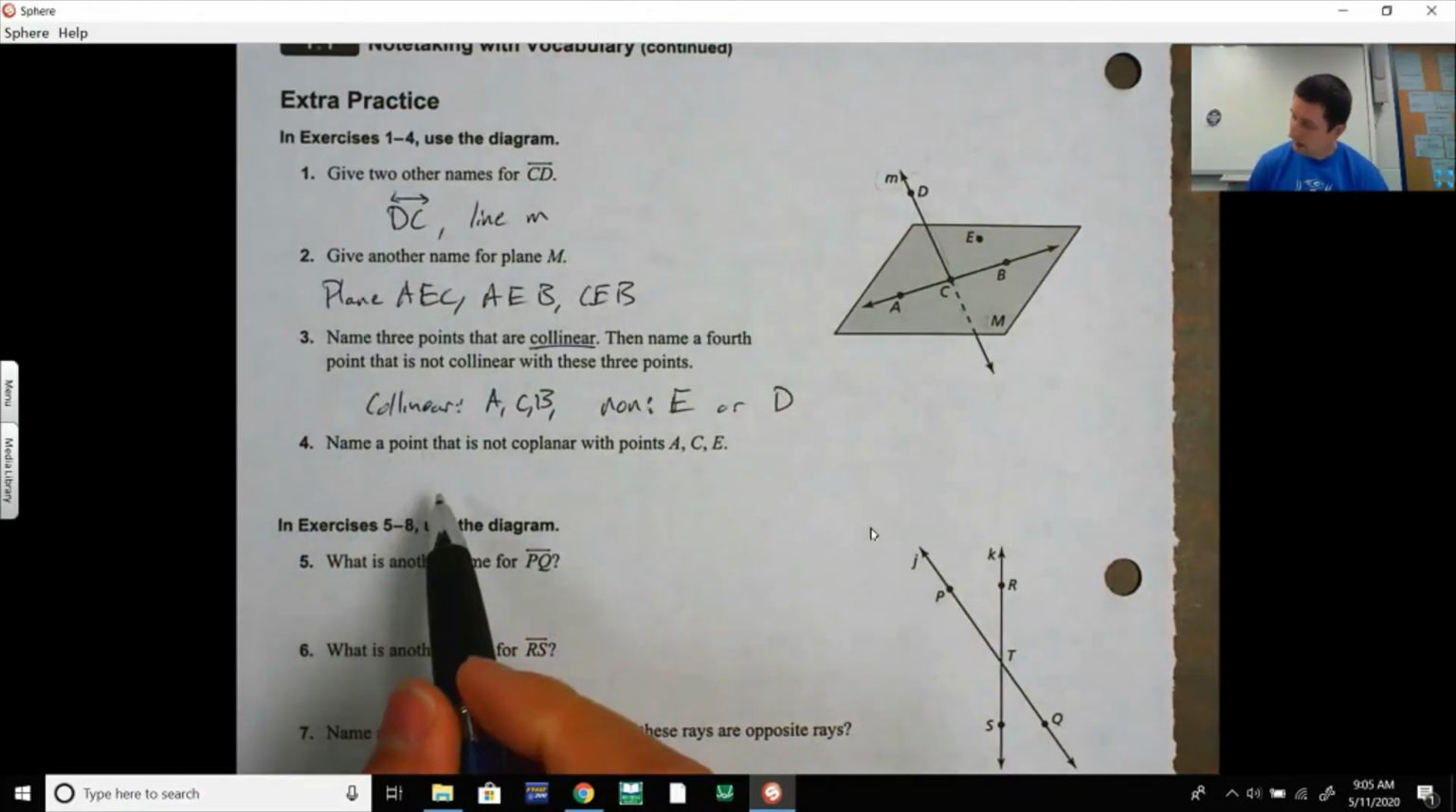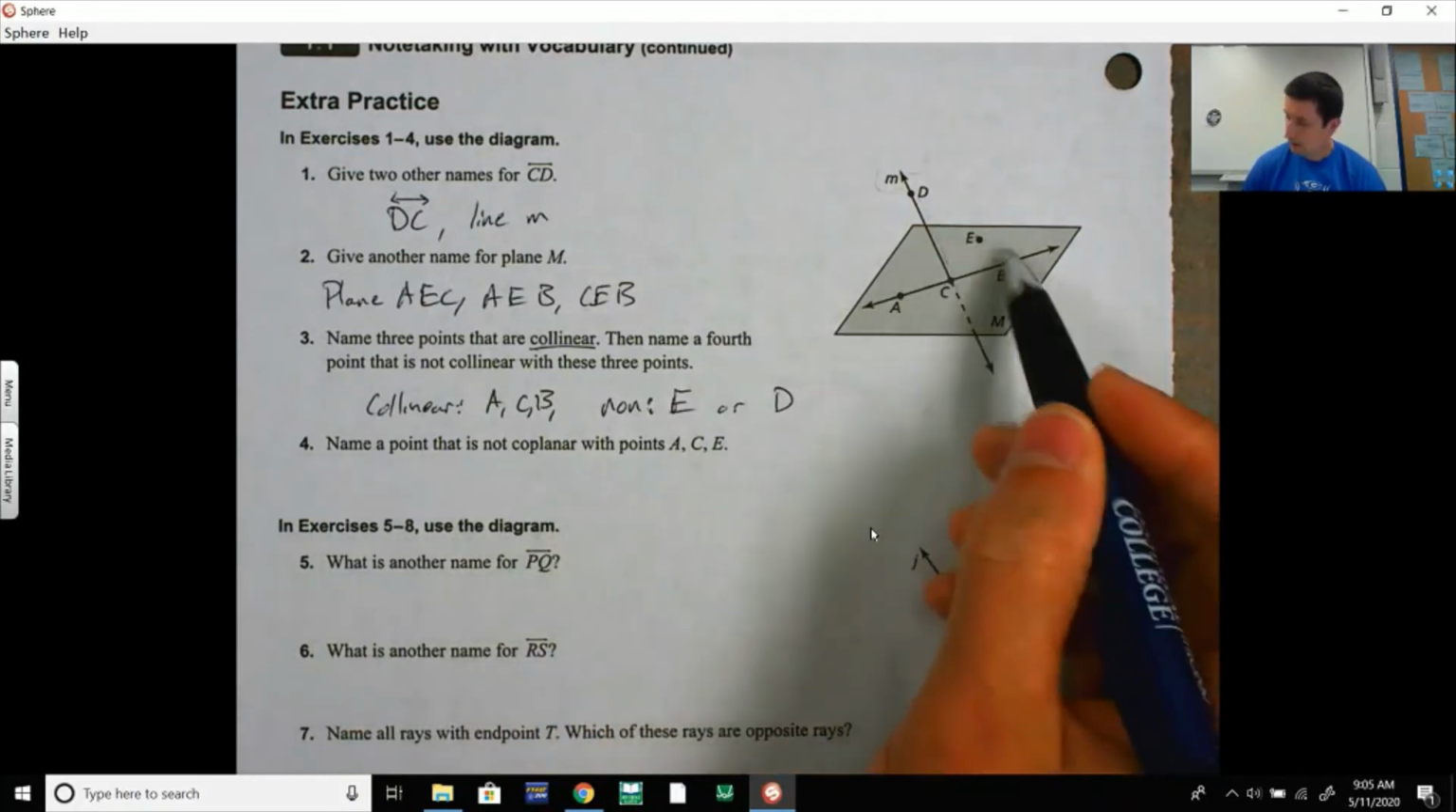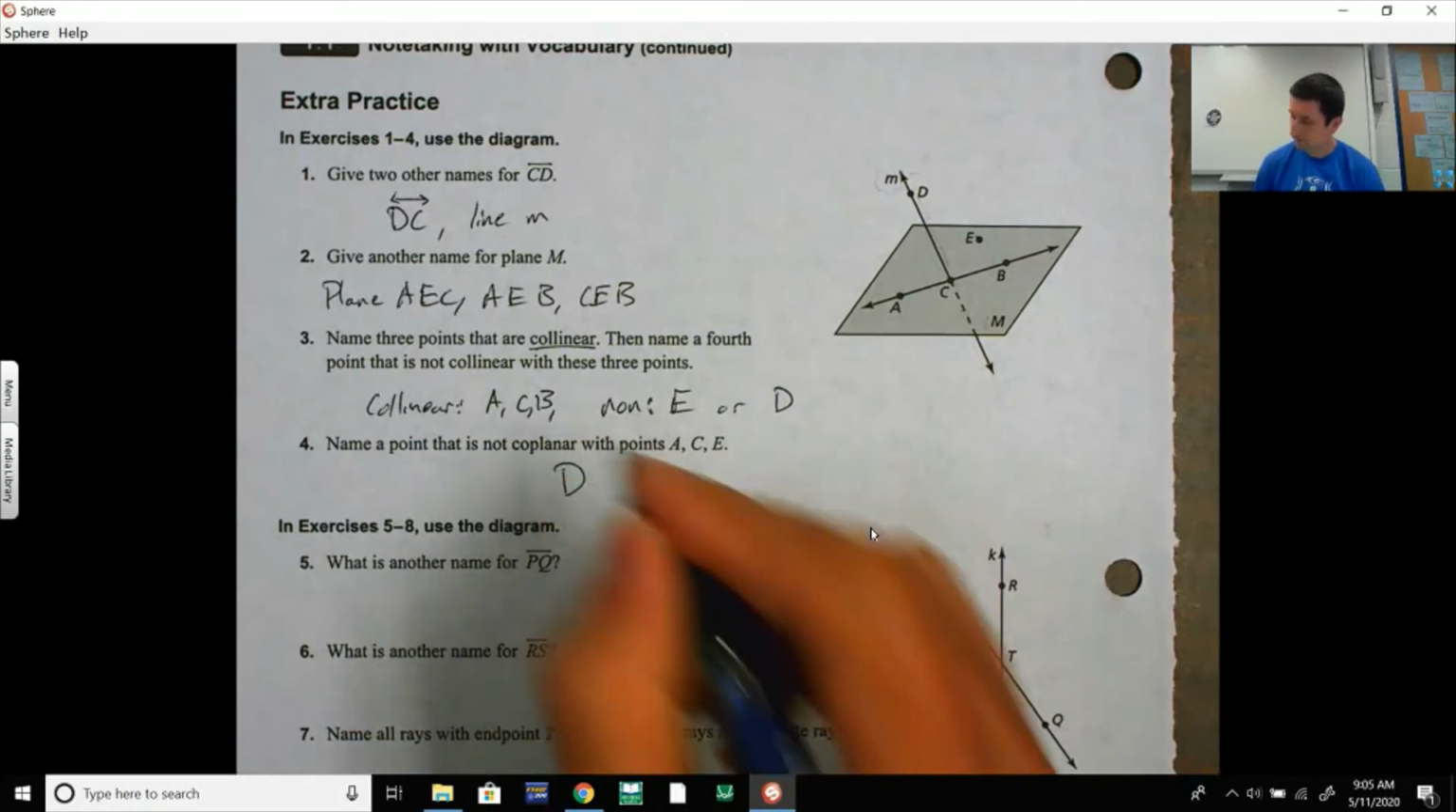Name a point that is not coplanar with points A, C, and E. Well, A, C, E, and B are all in the same plane, so that has to be point D.